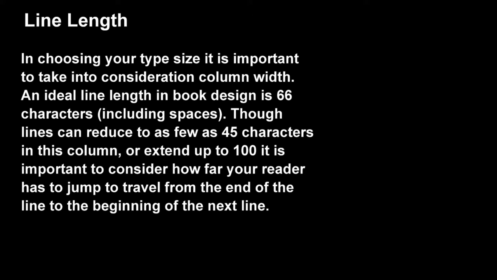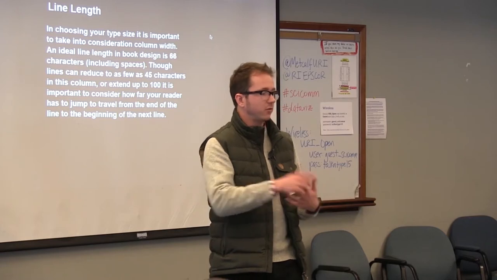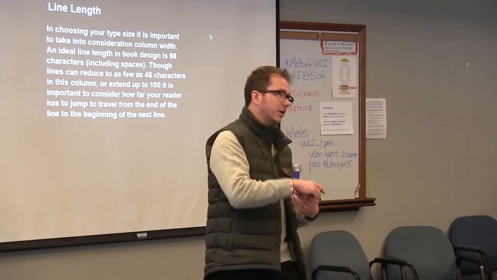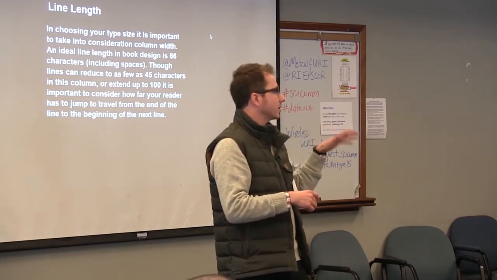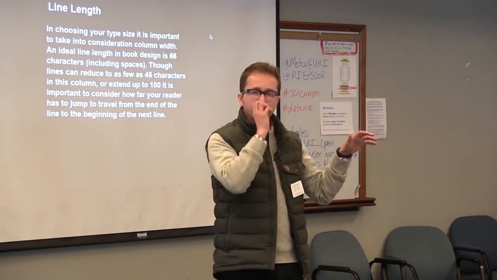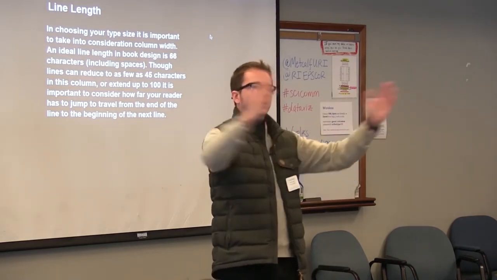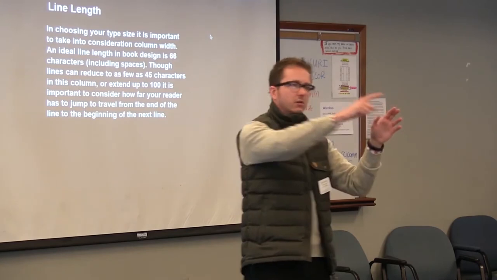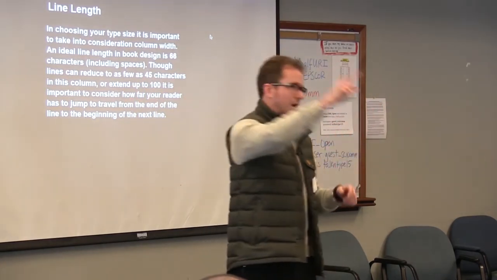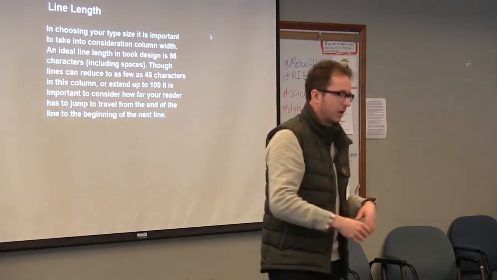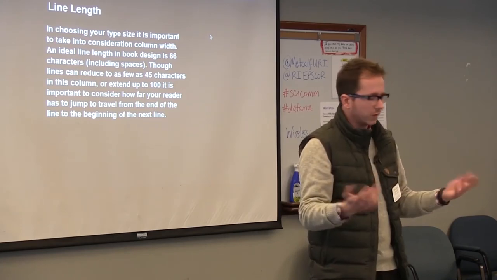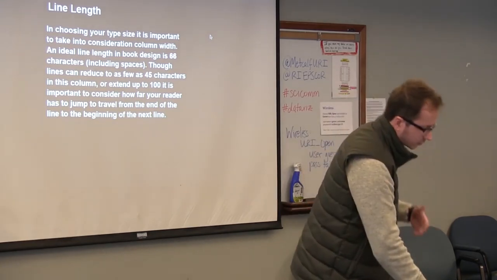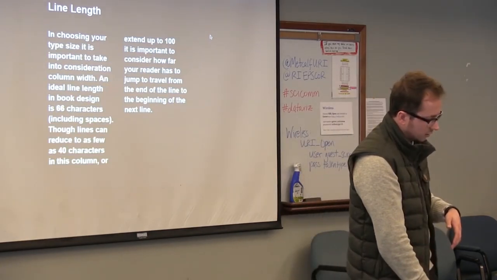but it is important to consider how far your reader has to jump to travel from the end of the line to the beginning of the next line. I saw that as a big problem in a lot of the examples that Neil had posted. The line is extremely wide. You have to read all the way over here, jump down, and continue your reading path, and that can be very difficult to do based on a variety of factors.